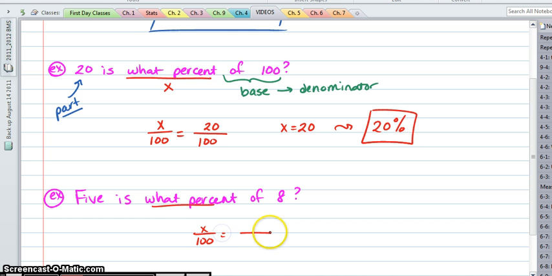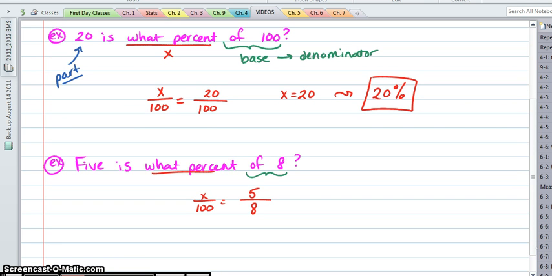So we'll set up our first ratio as x over 100. And again, 5 out of 8, that is our base. So we have a denominator of 8, which means 5 is our part. It's not as simple as the one before. That's okay. We have a lot of tools in our toolbox to solve this. One way to solve this is to use cross products, which I'm going to employ now.